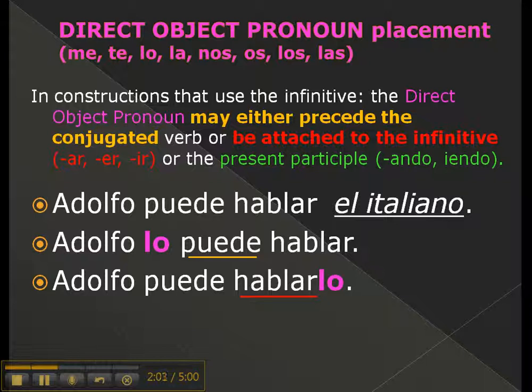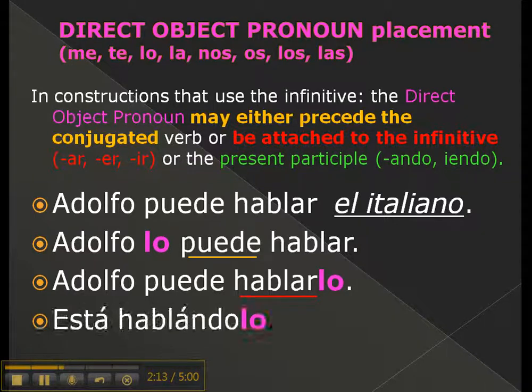Now the new extra rule that I mentioned before is that we may also attach it to the present participle. So, Adolfo está hablándolo. So this is all the ways that you can attach the pronoun of a direct object. The same way that you will attach a reflexive pronoun. Muy bien.